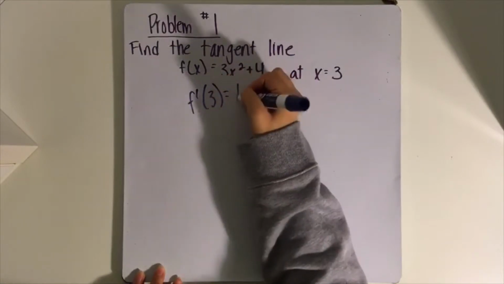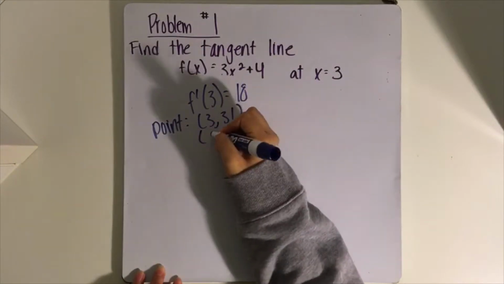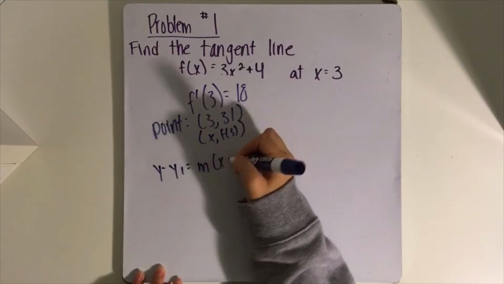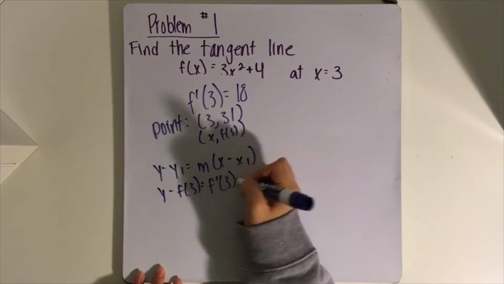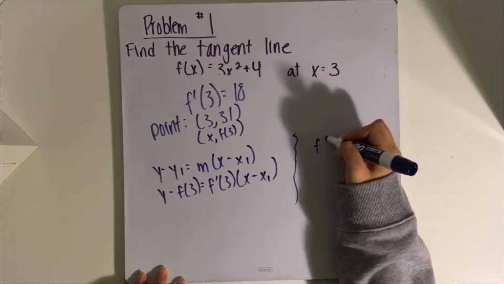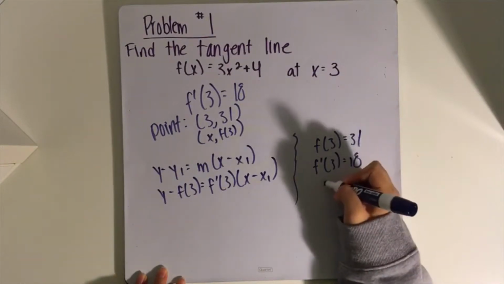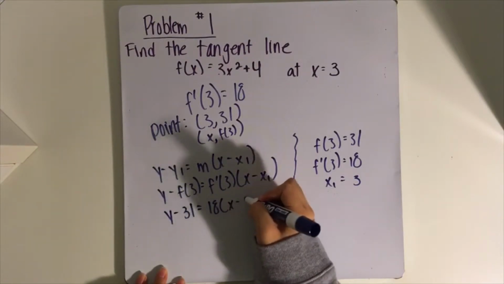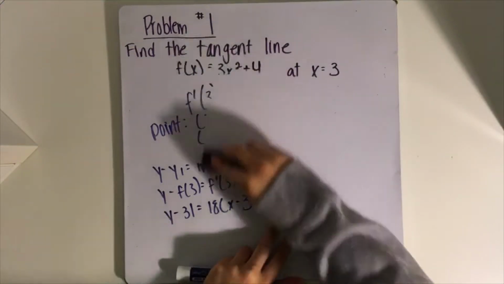You would then use the slope f prime 3 equals 18 and the point (3, 31) to find your tangent line. So use the formula y minus y1 equals m times x minus x1, which is basically y minus f(3) equals f prime 3 times x minus x1. Basically, we found everything that we need in order to form the equation. So f(3) equals 31, f prime 3 equals 18, and x1 equals 3. So when you plug it into the equation, it would be y minus 31 equals 18 times x minus 3.